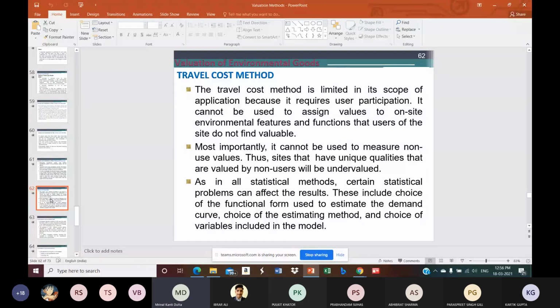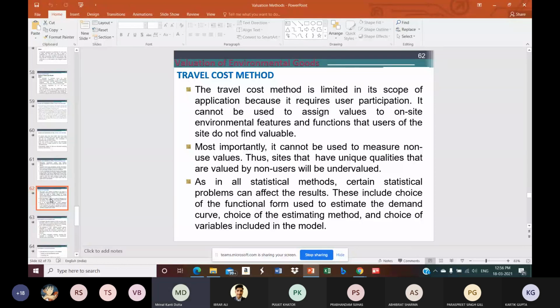So in essence, the combination of both these types of methods or procedures will be good to have a proper evaluation of environmental resources where both use values and non-use values are considered to be prominent. Only one of them will undervalue or underestimate the economic benefits received by the people out there. So with this, I would like to conclude the travel cost method.